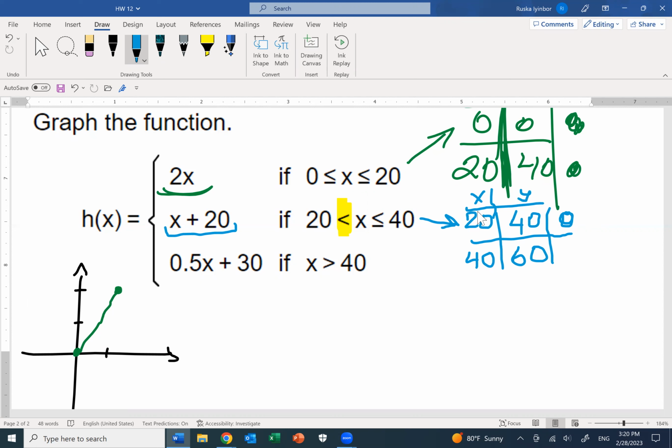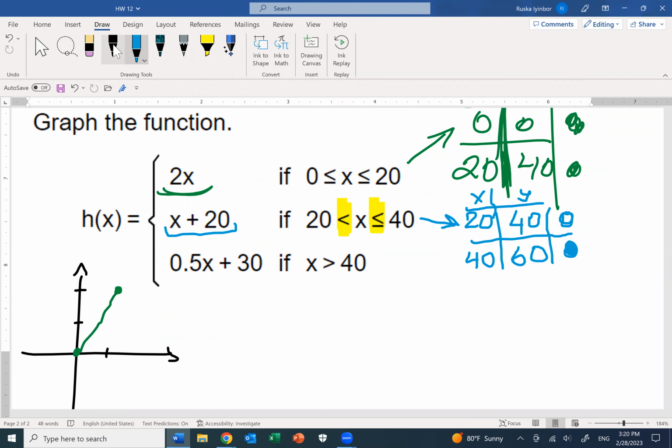Now, the second point, when x is 40, so now we're looking at this symbol here. I'm highlighting it. We have less than or equal. That means the second point is going to be filled. It's not open. Okay, so that's what you're graphing now.